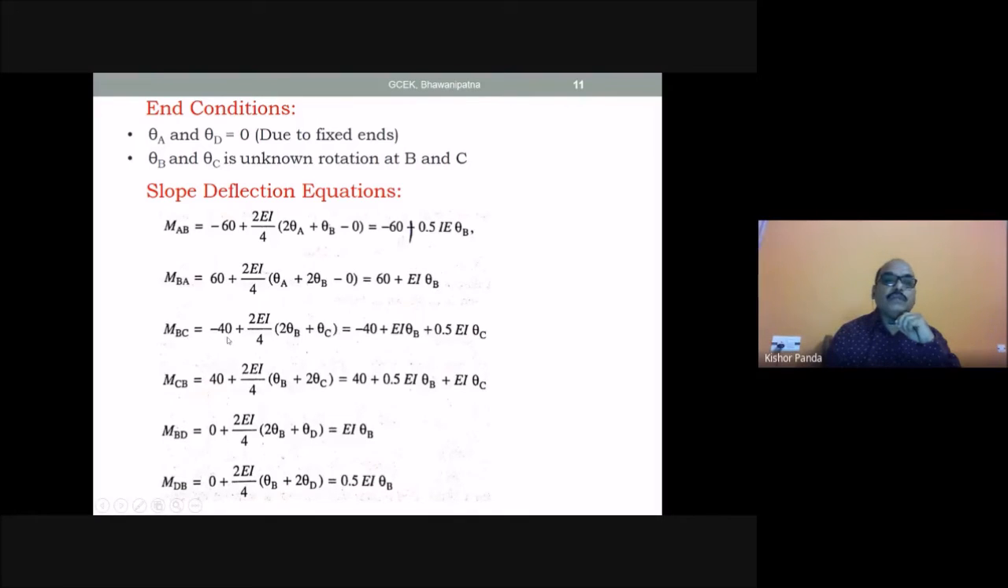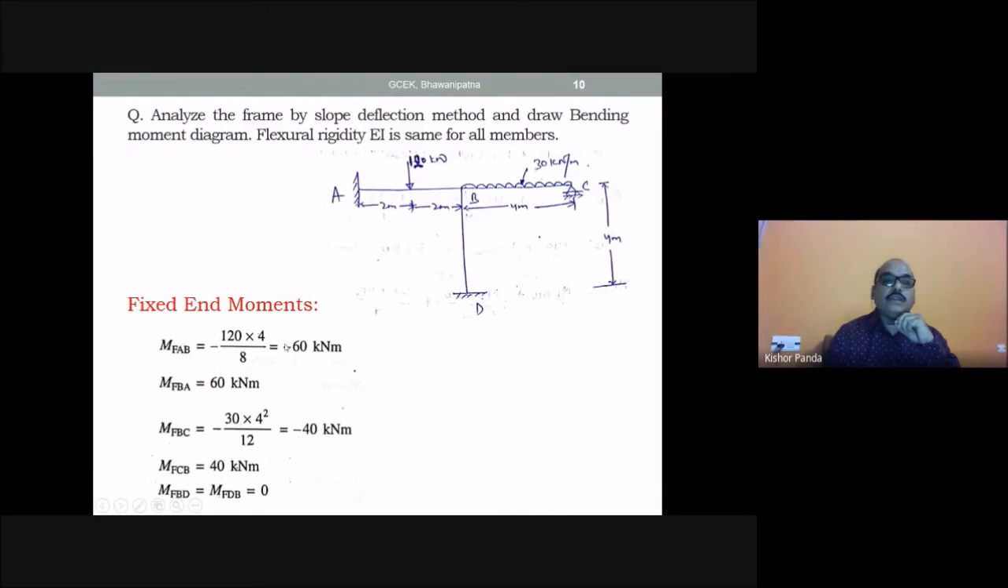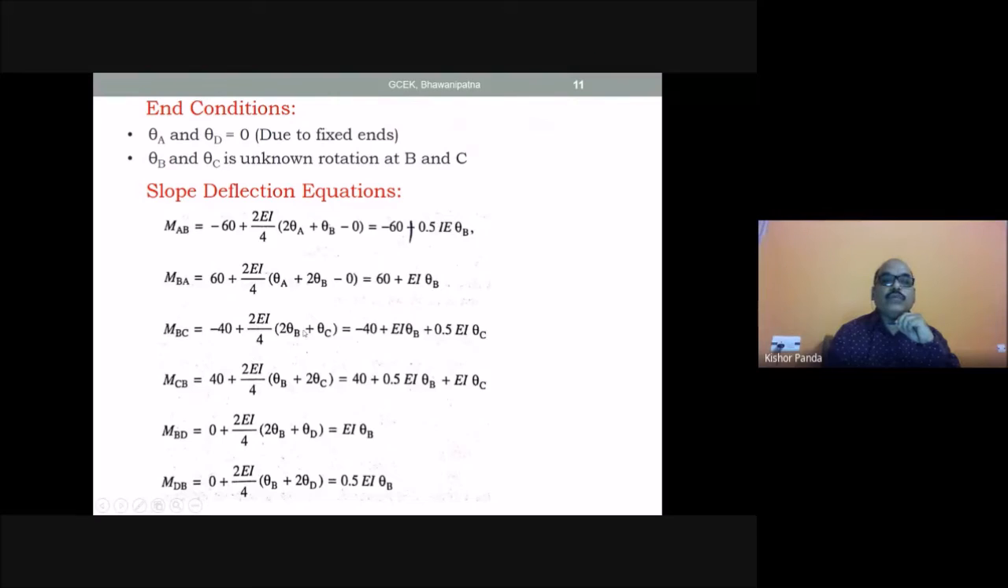Similarly, find out MBC. MBC is equal to MFBC, so you got here MFBC, minus 40, plus 2EI/4 into 2 theta B plus theta C, and there is no sway, so delta is equal to 0 already. So minus 40. Here you have to take theta B and theta C, both are unknown. Similarly, find out the equation MCB. Then find out MBD, then MDB. So these are the slope deflection equations.